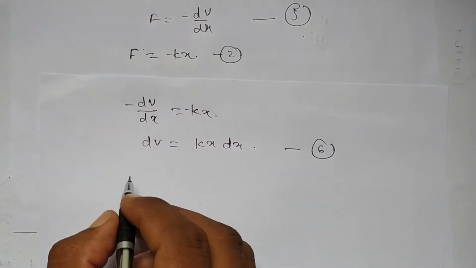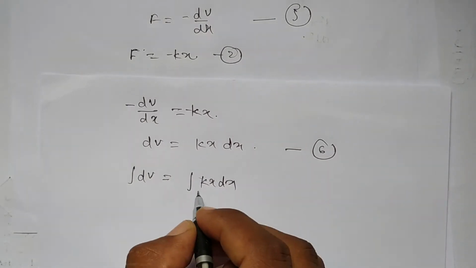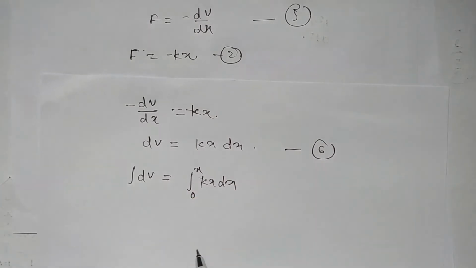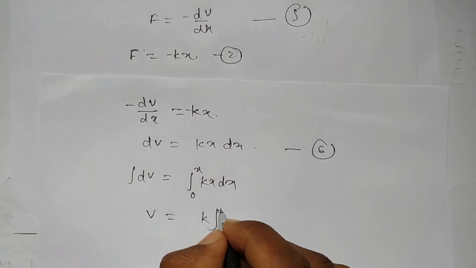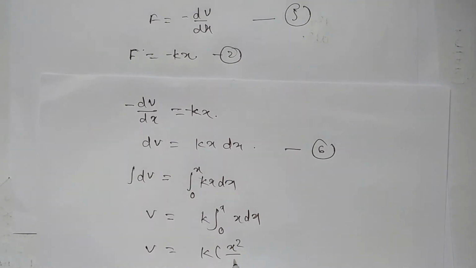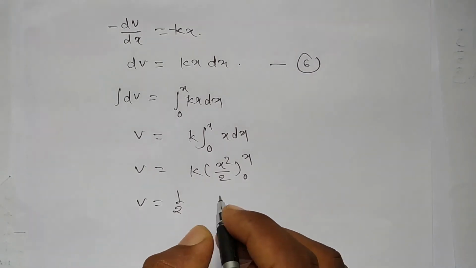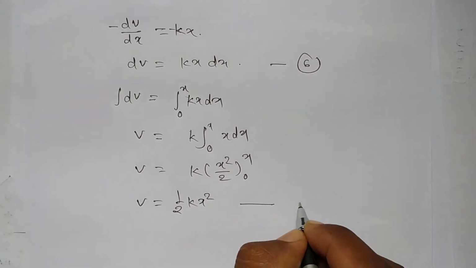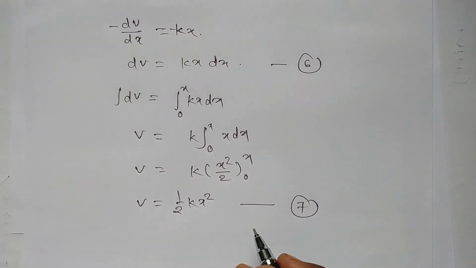Now integrating both sides, we get integration of dV is equal to integration of kx dx at the limit of 0 to x. The value of k is constant, so k integral of 0 to x of x dx. Now V is equal to k x square by 2 at the limit of 0 to x, then V is equal to 1 upon 2 kx square, which is the potential energy of the diatomic molecule.